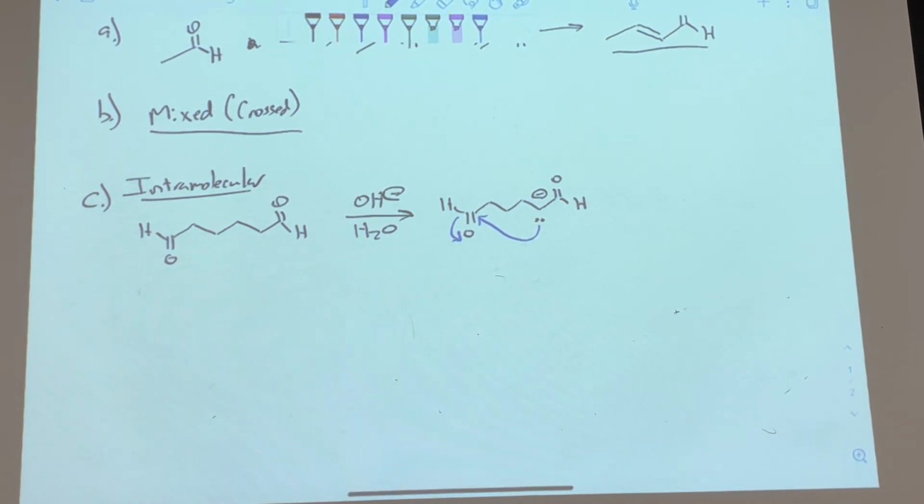Now, just as a general rule, and you can do this or not, it's really up to you, but anytime I'm making or destroying rings, I always number my carbons. It just helps me not to make mistakes. So I'm going to go ahead and do that. Just number it straight across.